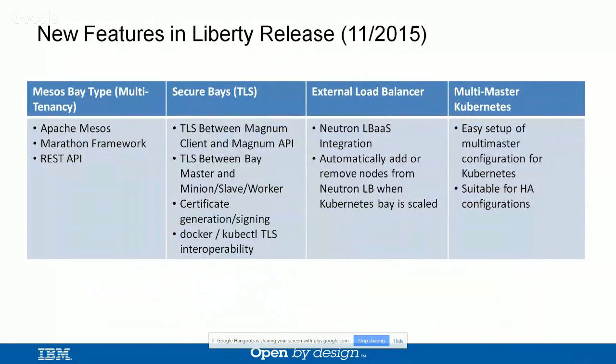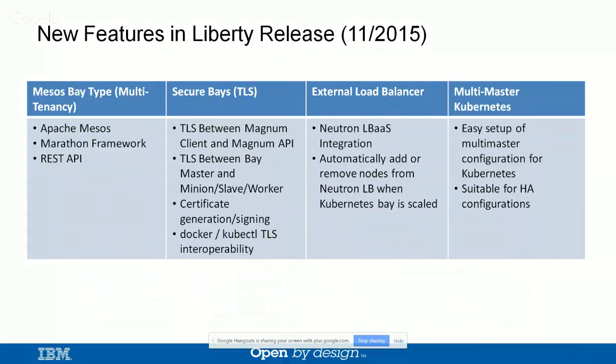Okay, so we have been having regular releases as part of the OpenStack release cycle. For the Liberty release back in November, these are the key new features that were introduced. The first thing, on the left column, is the Mesos Bay type, which was newly added in that release cycle. With the Mesos Bay type, we launched Mesos along with the Marathon framework, and there is a REST API that comes with Marathon that you can use to interact with it and launch containers there.